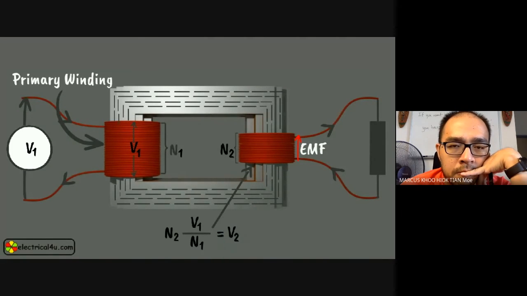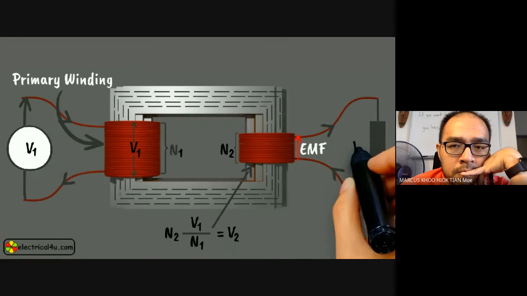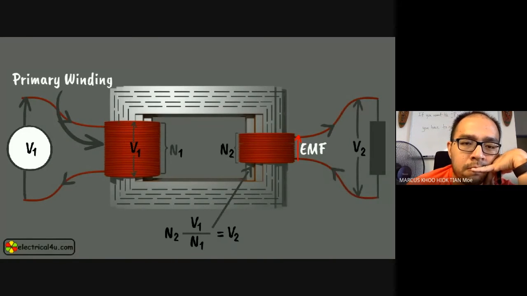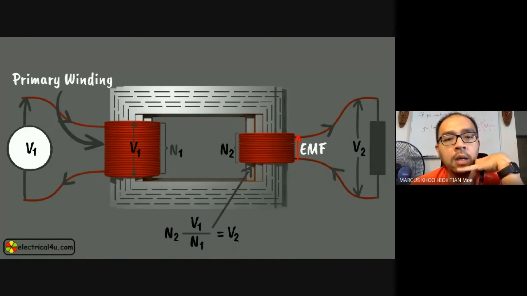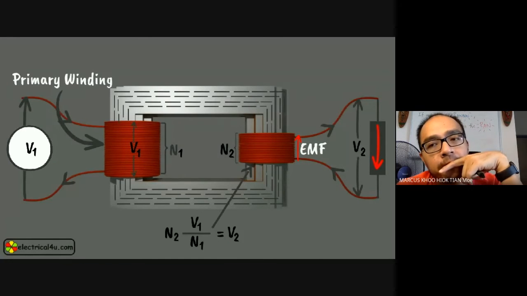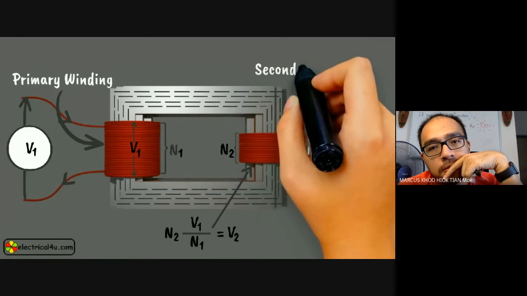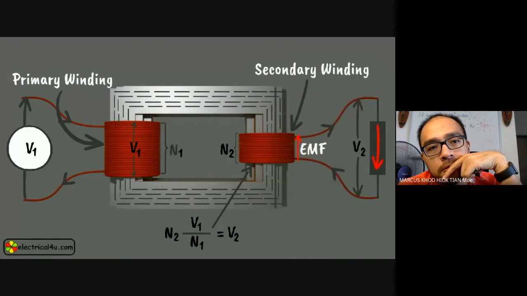If now any closed circuit is connected across the second winding, it will provide voltage V2 across the circuit, and due to the voltage there will be current flowing through the circuit. Normally in a transformer, this second winding is connected with load circuit. This winding is referred to as secondary winding.